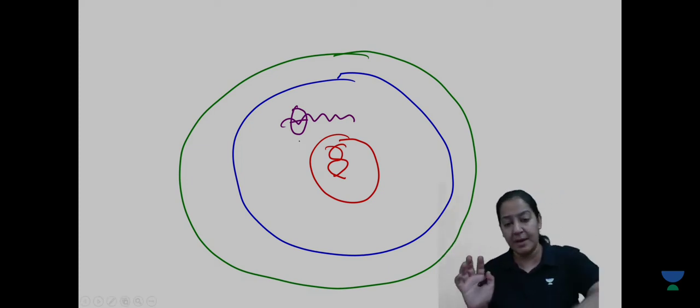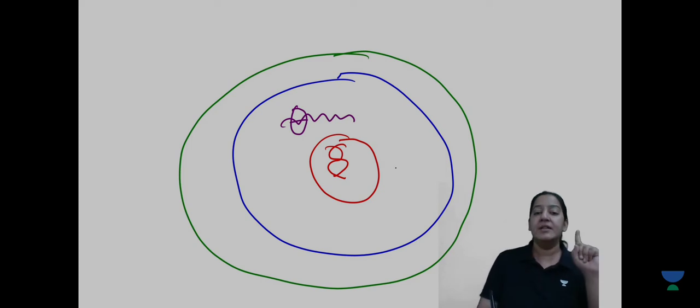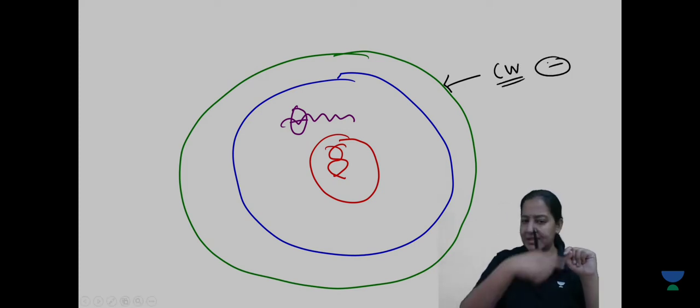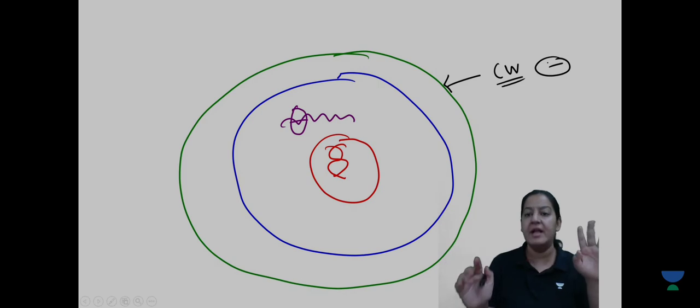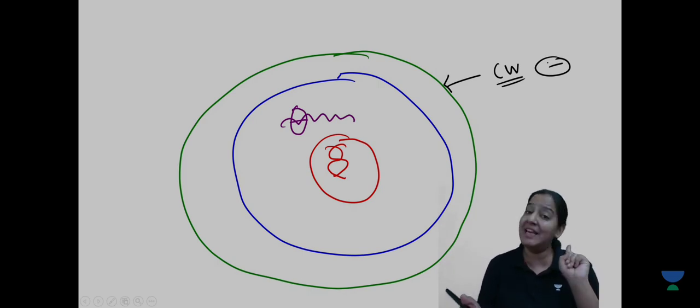Now there are four types of antibiotics. Starting from the outer side, there are some antibiotics which inhibit cell wall synthesis. So they inhibit cell wall synthesis. So cell wall synthesis will not occur and the bacteria will die. So these are cell wall synthesis inhibitors.